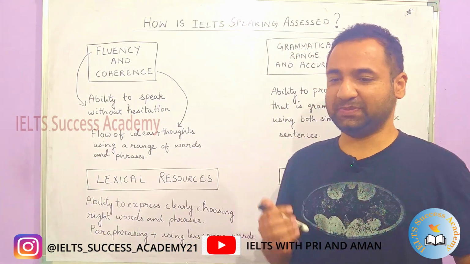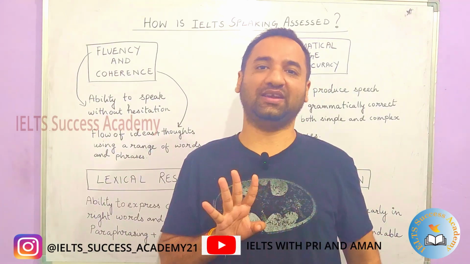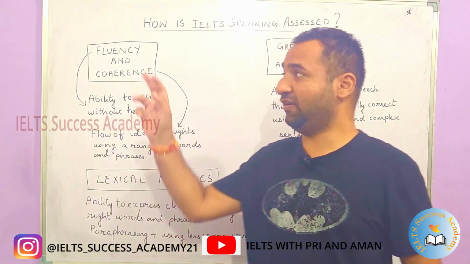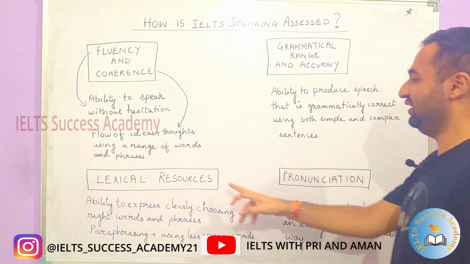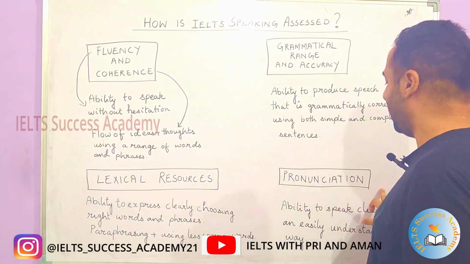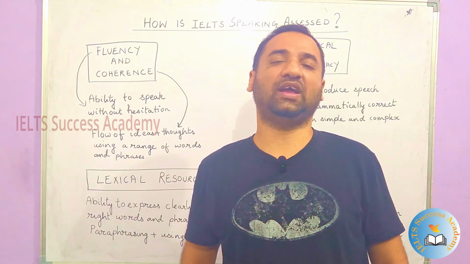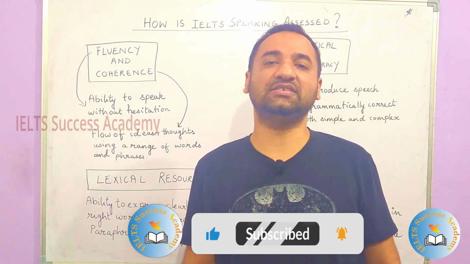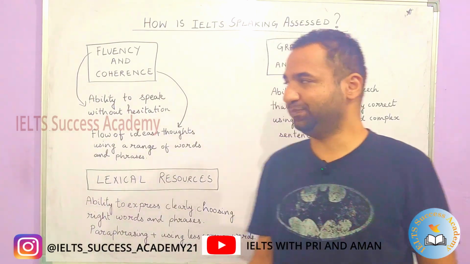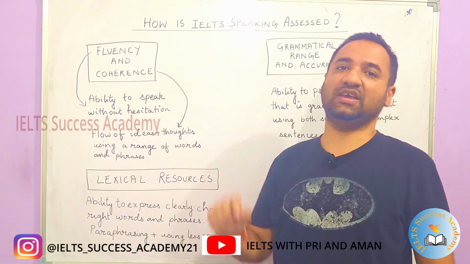So IELTS Speaking Test has 4 band descriptors. They are fluency and coherence, grammatical range and accuracy, lexical resources, and pronunciation. As you know, the IELTS test is marked with 9 bands. The maximum that you can attain is band 9. Okay. Now, what is fluency and coherence?